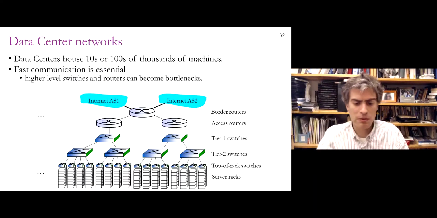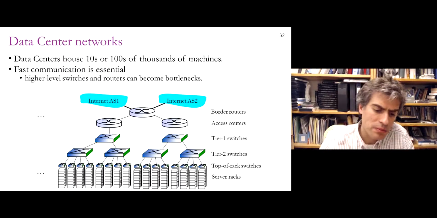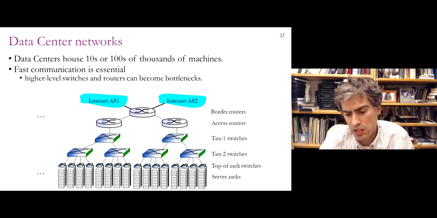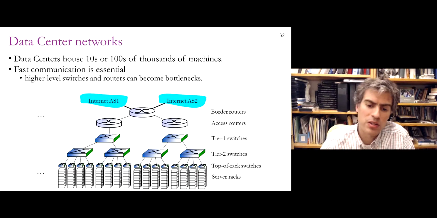But in order to support communication at this scale, you need a hierarchy or a tree structure of switches. So you might have top of rack switches at the lowest level that connect all the machines in a single rack. And then those top of rack switches connect to perhaps a tier 2 of switches. And those switches connect to a higher tier, which connect maybe to routers. And finally to a border router that connects to the rest of the internet.